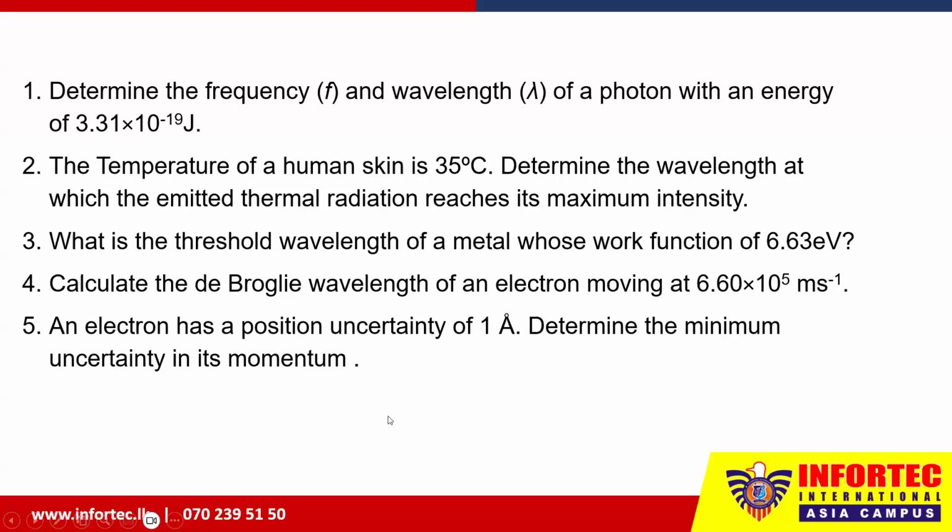In the second question, I finished the modern physics questions, then I move to the other part, right? This is the question. The temperature of human skin is 35 Celsius. Determine the wavelength at which the emitted thermal radiation reaches maximum intensity. In this question, theory is behind. The temperature of human skin is given, 35 Celsius. Then we have to determine the wavelength at which emitted thermal radiation reaches the maximum intensity.